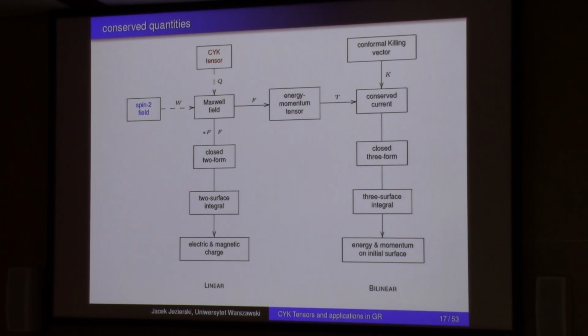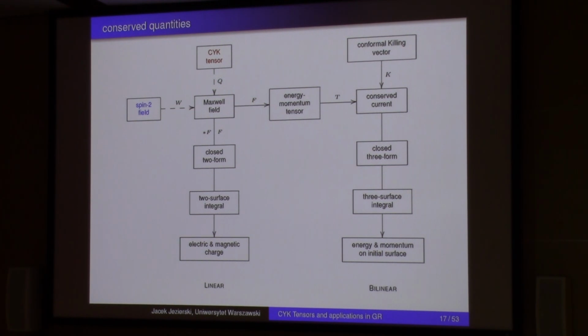And then you can play the game further. So whenever you have this spin-2 field and this conformal Yano, it is not only that this integral has something to do with Gauss law, but you can reconstruct the full Maxwell equation. So contraction of spin-2 field with conformal Yano gives Maxwell field. Not a physical one, just a Maxwell field.